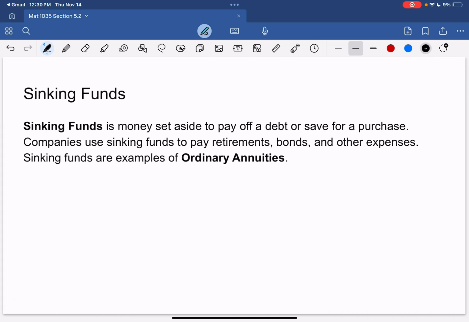All right, so a sinking fund. So a sinking fund is just a fund where money is set aside to pay off some kind of debt or to save for a purchase. You can kind of think of it as like a savings account. Companies do this when they know they're going to have to pay like a retirement or some kind of insurance settlement or that kind of thing, some kind of bond. They can set money aside, make payments on the money that is set aside, let it draw interest, and then use that to pay off whatever settlement. And so it's just another example of an ordinary annuity. We're making payments into an account to see how much money we have after so long. Okay?